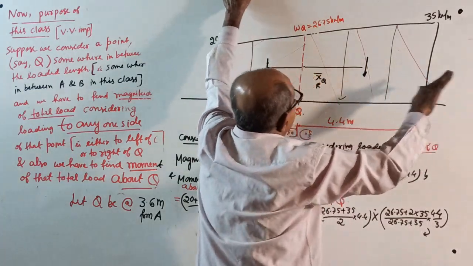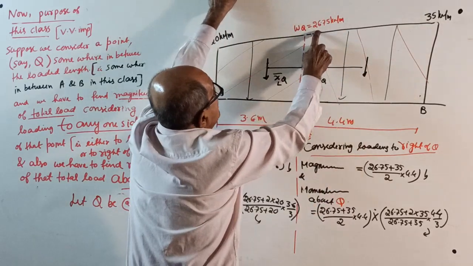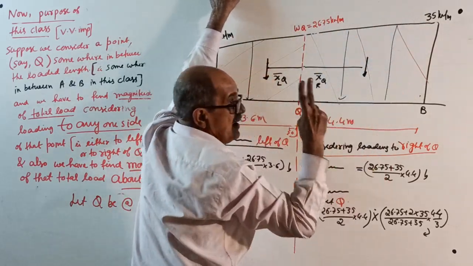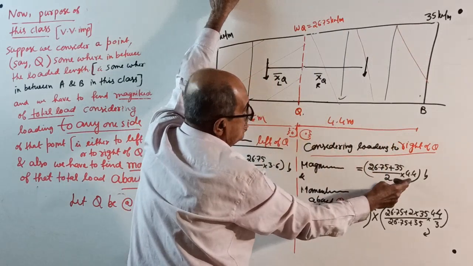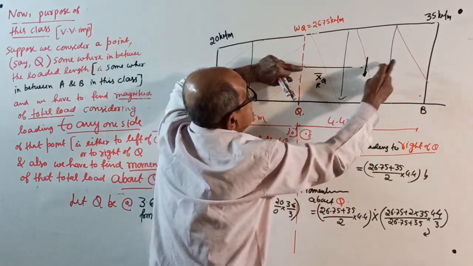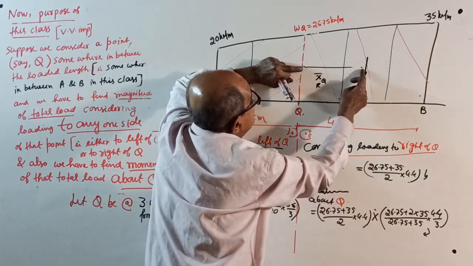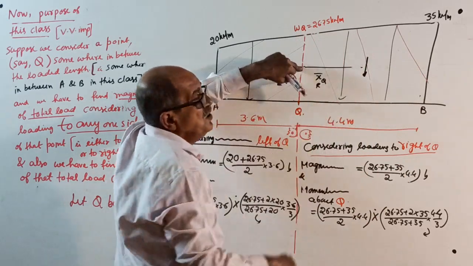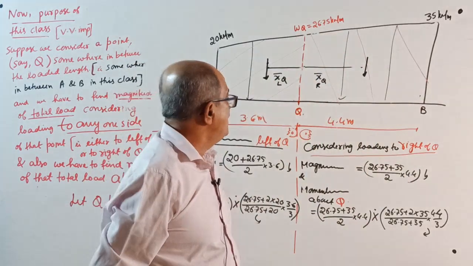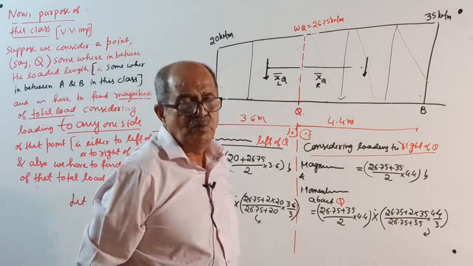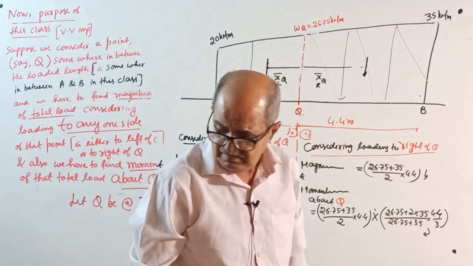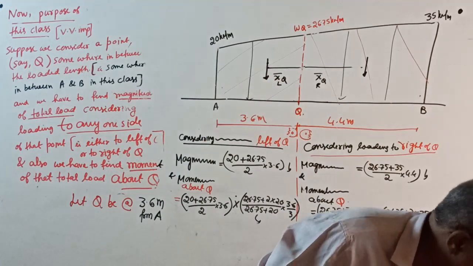Or if I look at this side, total load is (26.75 plus 35) divided by 2 into 4.4. Moment means the sum of total load into this distance, which is (26.75 plus twice of 35) divided by (26.75 plus 35) into 4.4 by 3. That is the answer. This you already know.